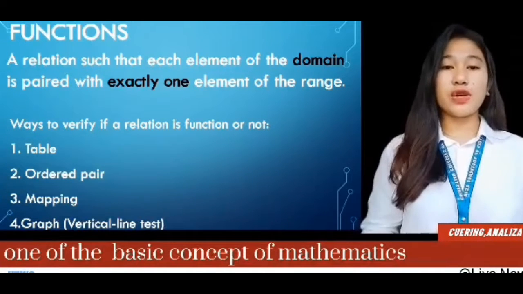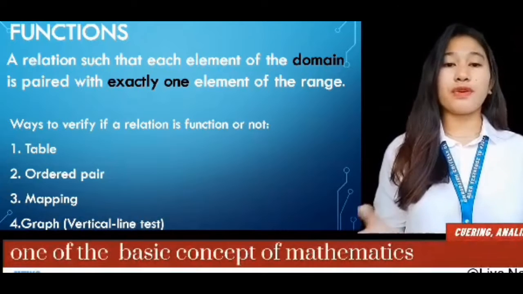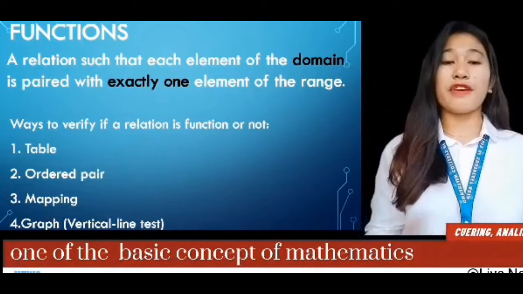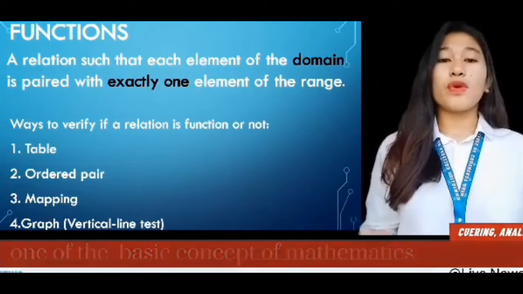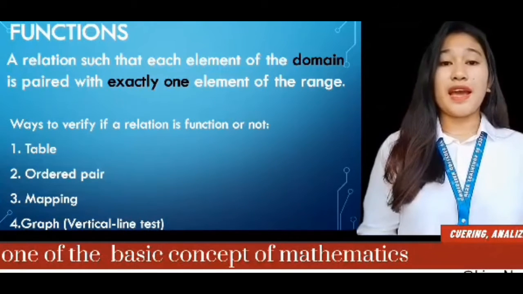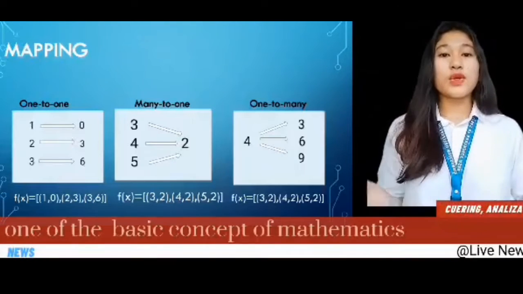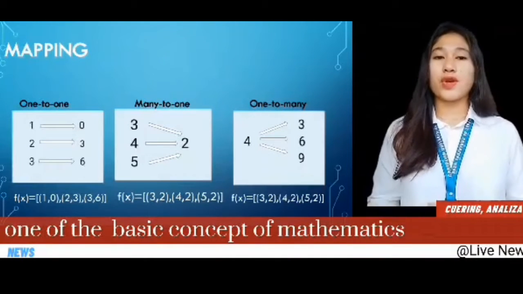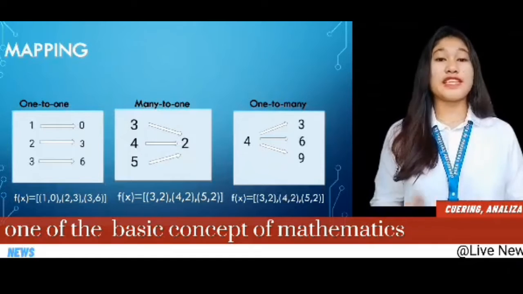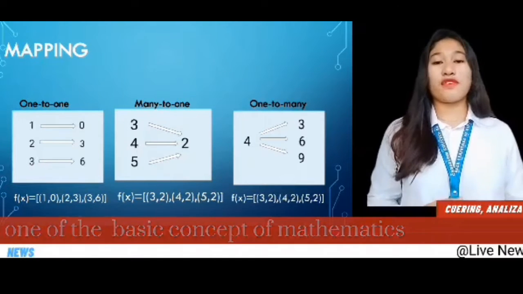Functions. A function is a relation such that each element of the domain is paired with exactly one element of the range. There are ways to verify if a relation is a function or not. We can use table, ordered pair, mapping, and graph using the vertical line test. So let's have some examples, and let us try to verify which among these relations is a function and which is not a function. We all know that there are 3 types of function.